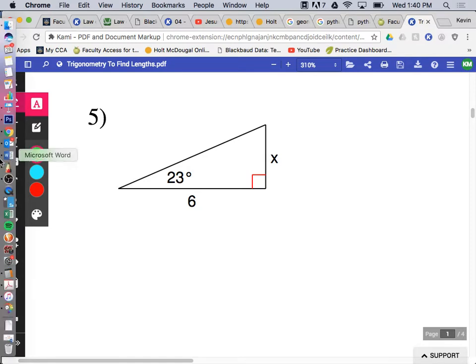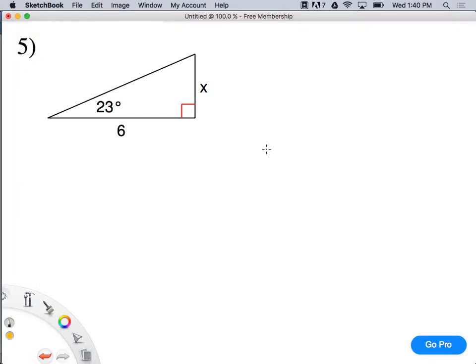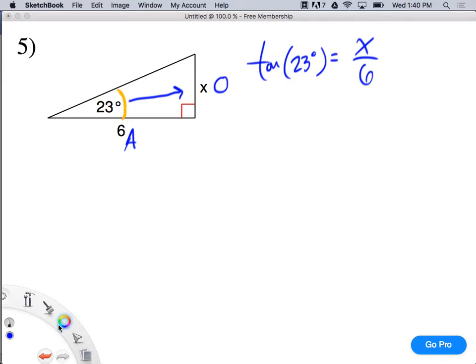Yeah, it's on the second page. All right, let's take a look. So the first thing I do is identify my angle, then I identify my sides. That's opposite. This is adjacent. Which trigonometric ratio uses opposite and adjacent? Tangent. Good. So the tangent of 23 degrees equals opposite, which is x, over adjacent, which is 6.